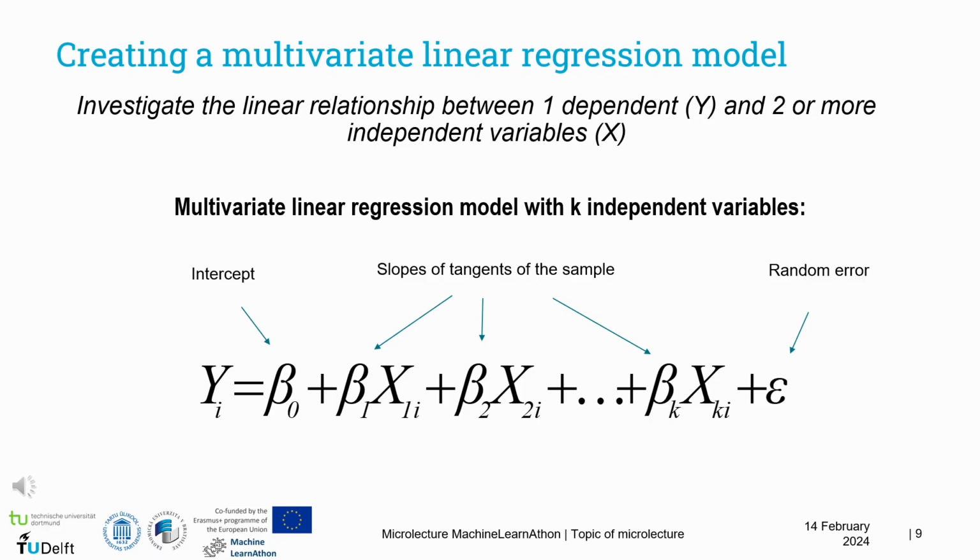In this equation, yi represents the predicted value of the dependent variable for observation i. The term beta 0 is the intercept, which indicates the expected value of y when all predictors are 0. The coefficients beta 1 to beta k show the effect of each independent variable x1 to xk. The final term, epsilon, represents the error or residual, capturing the variation in y that is not explained by the model.